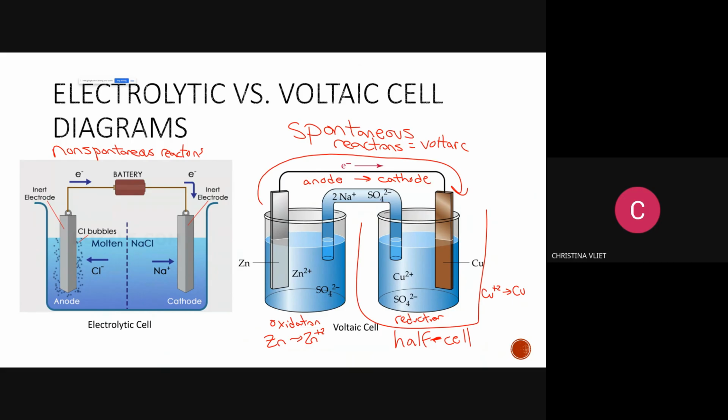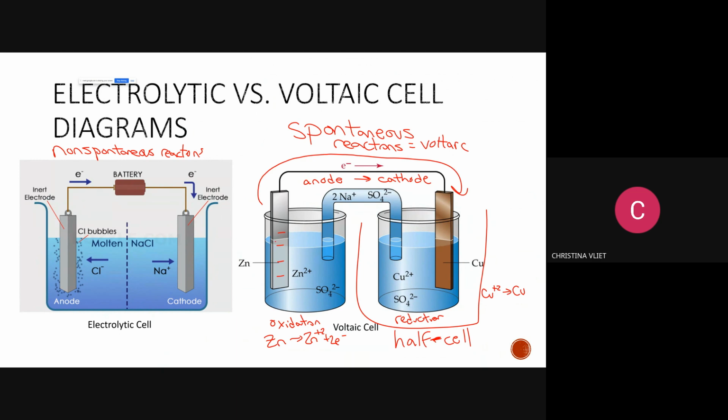But there's no copper here. The zinc, notice, is in a different beaker from the copper. So where are the electrons going? As zinc's oxidized, remember this, there's 2 electrons. Where do they go? They actually are going here, right?